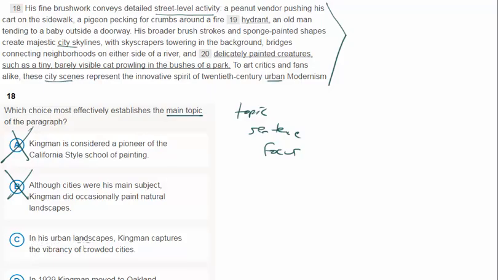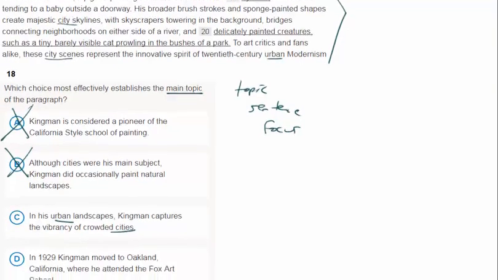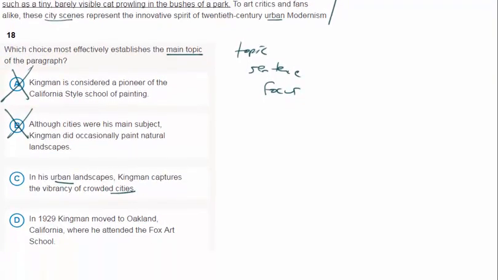C, in his urban landscape, Kingman captures the vibrancy of crowded cities. This looks good, right? Urban, the vibrancy of the cities. This looks good. And let's take a look at the last one. D, in 1929, Kingman moved to Oakland, California, where he attended the Fox Art School. Obviously, there's no evidence of that. Just keep this in mind. Evidence-based reading. This is what this passage was about, and this will introduce it accurately. So the answer is C.